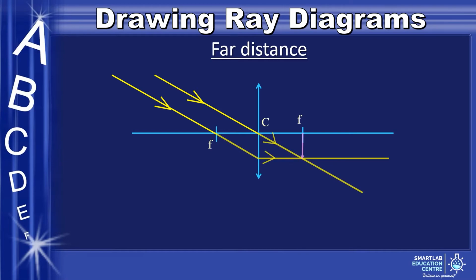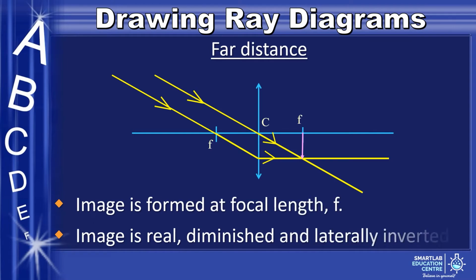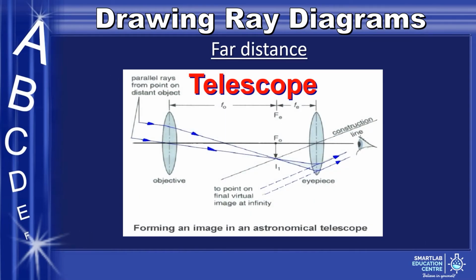Did you get this diagram? From this diagram, we can say the image will be formed at the focal length. The image is real, diminished, and laterally inverted. One example is the telescope, where we see far-away planets from a very large distance.